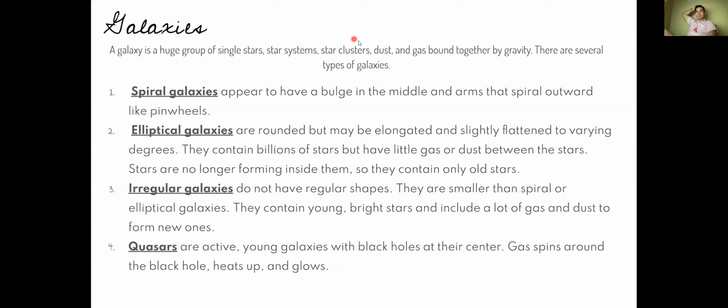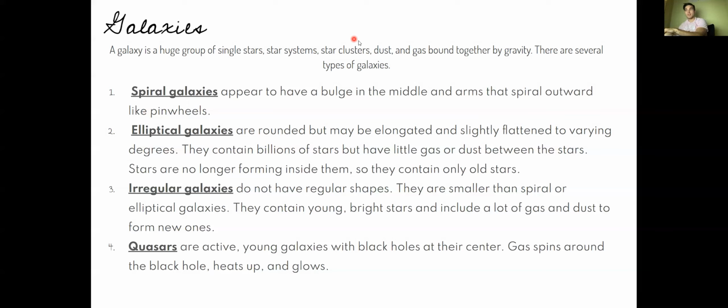And an irregular galaxy usually happens when things collide, like galaxies collide with each other sometimes. They just don't have a shape anymore after they collide. They're sort of just a disorganized mess of gas and dust. So there's no shape to it, really.